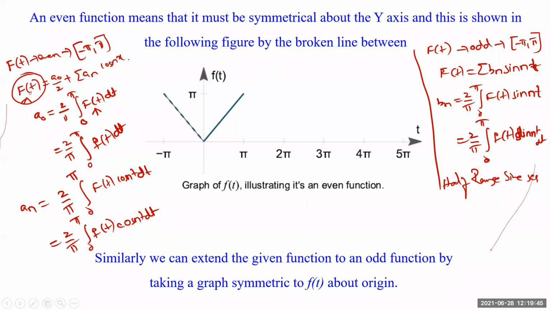Understand one simple point here. When you are given one function which is defined in the interval 0 comma pi, we have two options. We can extend it as either an even function or an odd function. When we extend it as an even function, we'll get the half range cosine series. If we extend it as an odd function, then we can find the half range sine series. It means for one function defined in the interval 0 comma pi, we can find either the half range cosine series or the half range sine series.